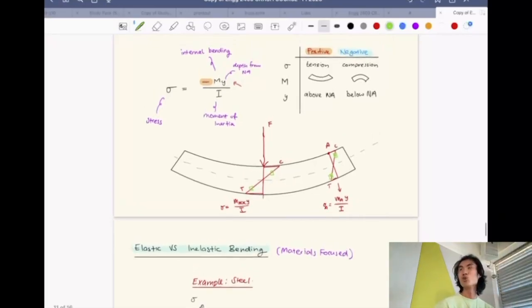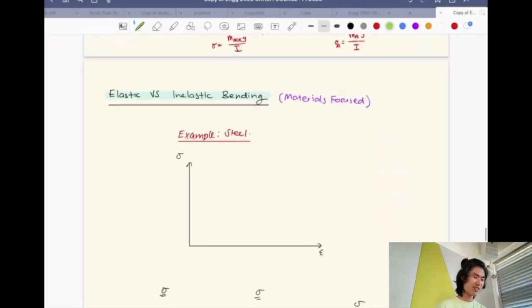No? This is the cool part of the course. Okay. So elastic versus inelastic bending. This is a bit more materials focused. Do you guys have an idea of plastic and elastic materials?